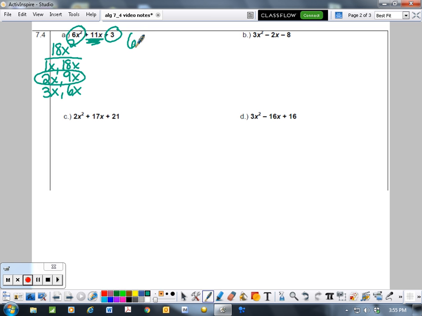So now this becomes 6x squared plus 2x plus 9x plus 3. So again, we're just putting this right here in the middle instead of that 11x. Now we find our common factor for the first 2, our common factor for the last 2. We factor that out, so 2x, and we divide. 6 divided by 2 is 3x. 2x divided by 2x is 1.